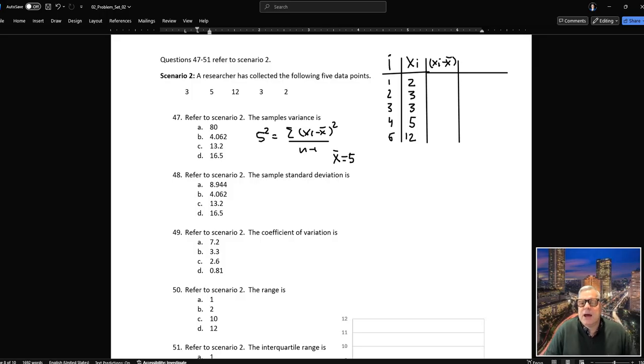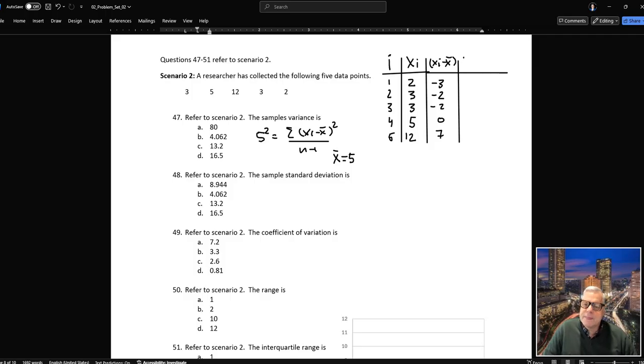So now xi minus x bar: 2 minus 5, negative 3; 3 minus 5, negative 2; 3 minus 5, negative 2; 5 minus 5, 0; 12 minus 5, 7. And again, the mean is the mathematically most accurate measure of central tendency because all the deviations sum to 0. Negative 3, negative 5, negative 7, plus 7 is 0.